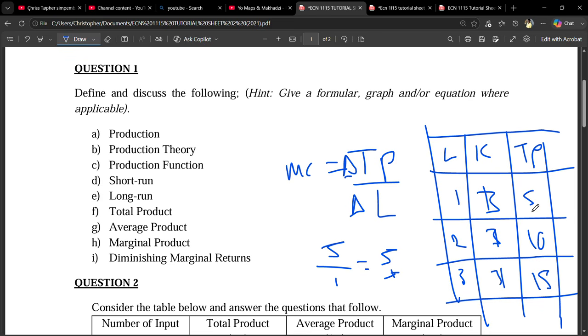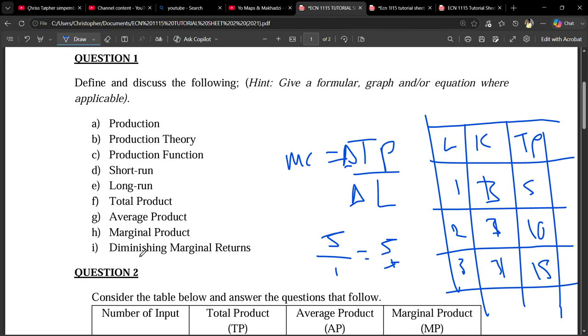We go to the next one. Again, we subtract and divide, and it's 5 again. So our marginal product, but it's never constant. It's never constant. This was just my illustration. Otherwise, that is marginal product with the formula here.